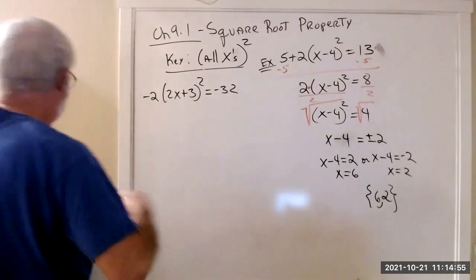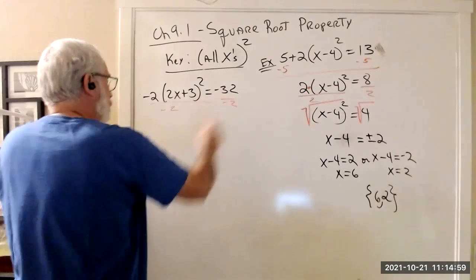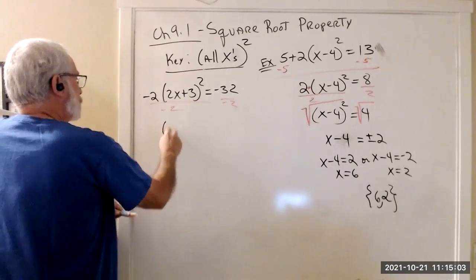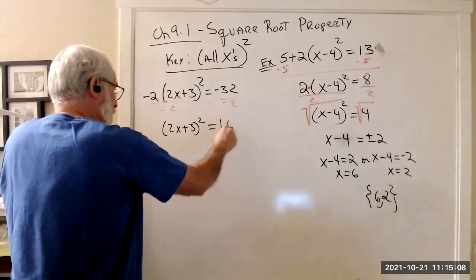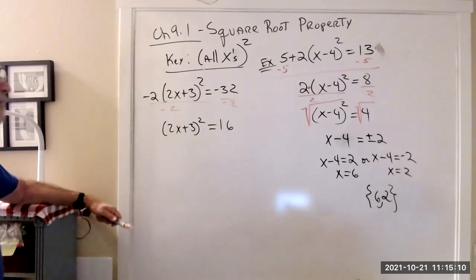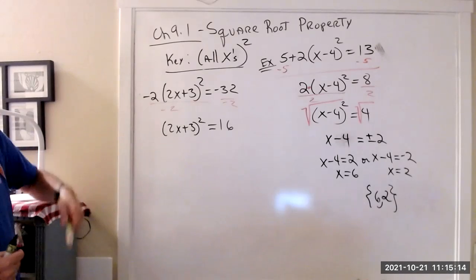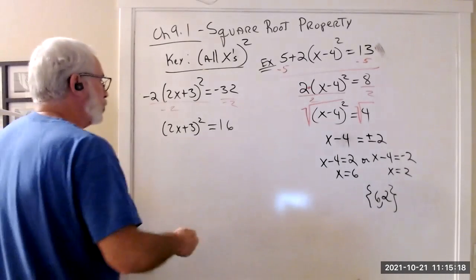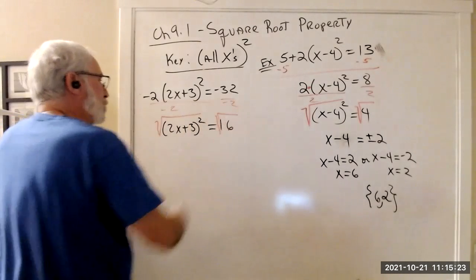Okay, so we're going to divide both sides by -2. So that gives us (2x plus 3) quantity squared equals 16. Okay, I've isolated, step one was isolate the quantity squared, get it by itself. Now we're going to square root both sides. Square root, square root.